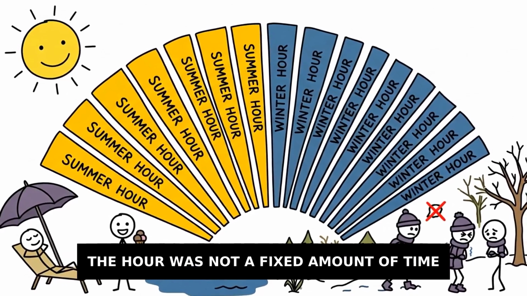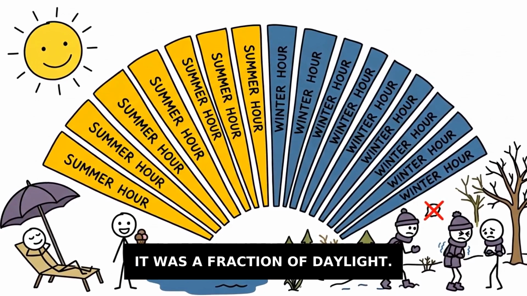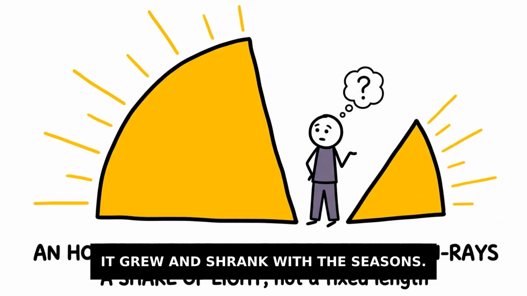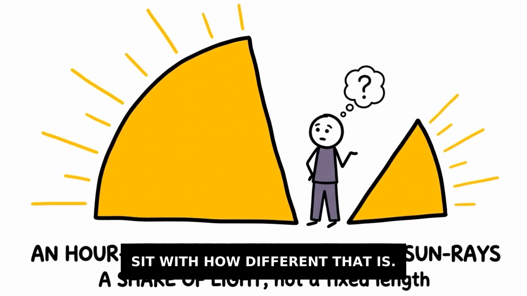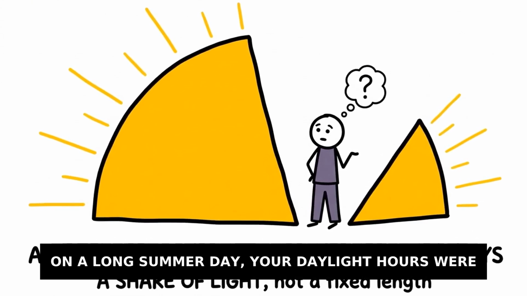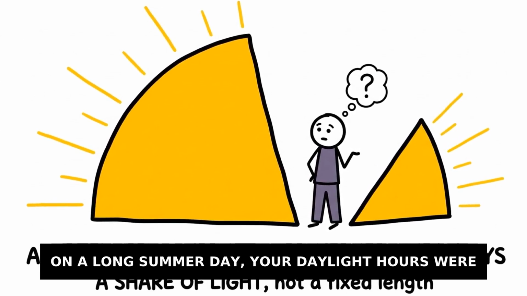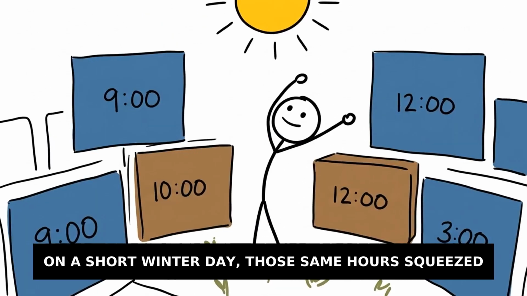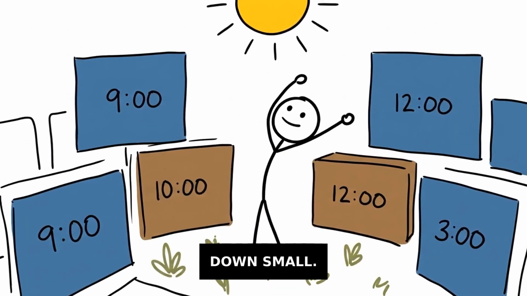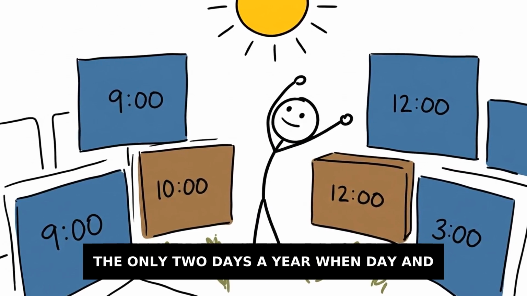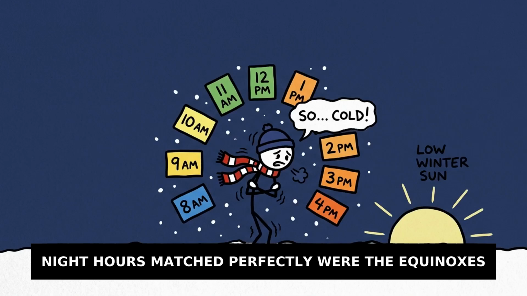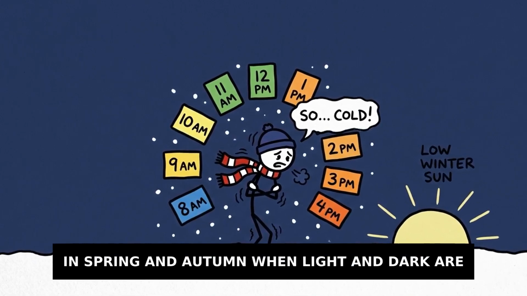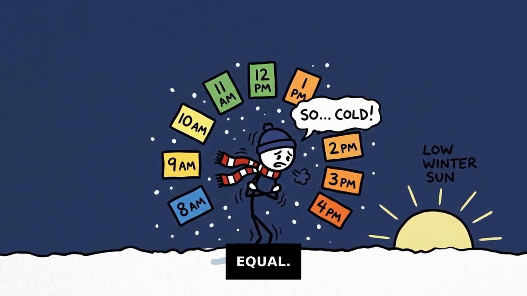The hour was not a fixed amount of time at all. It was a fraction of daylight. It grew and shrank with the seasons. Sit with how different that is. On a long summer day, your daylight hours were stretched out and generous. On a short winter day, those same hours squeezed down small. The only 2 days a year when day and night hours matched perfectly were the equinoxes, in spring and autumn, when light and dark are equal.